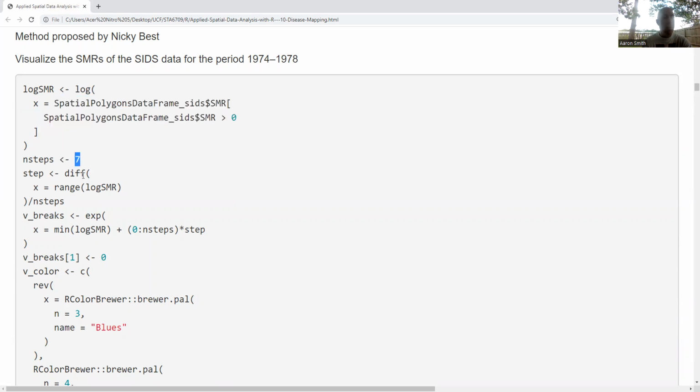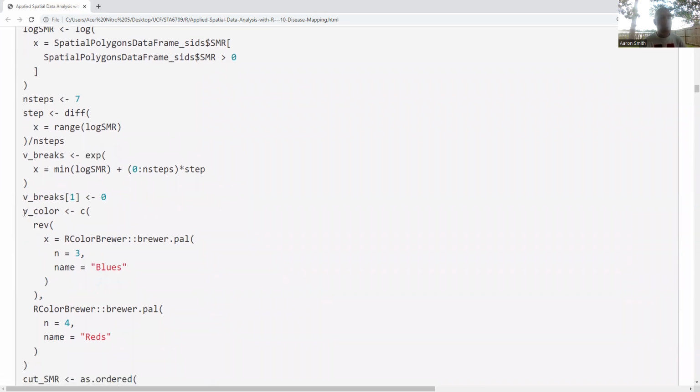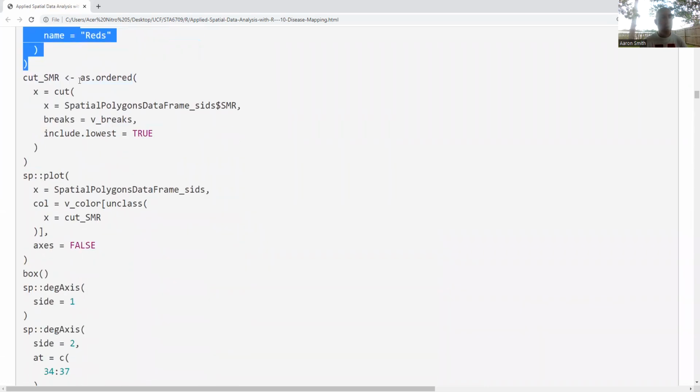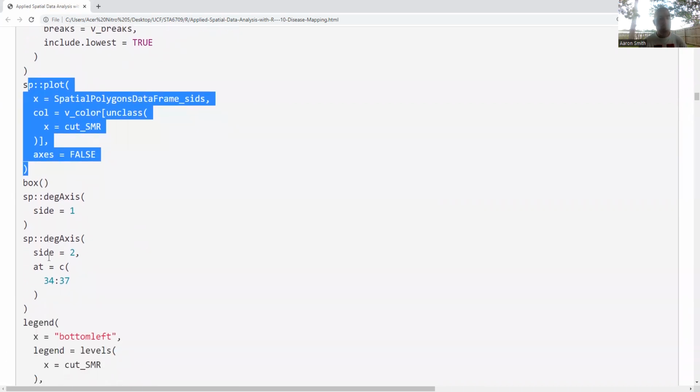I'm going to take the number of steps to be 7. Work out the difference of the range of the log that I just computed, and then I'm going to break up the color palette in this method. So notice I'm using the exponential. That's because of the logarithm. All of this is just setting up the color palette for the plot. This is working out the cuts. And here I'm actually doing the plot. So let's take a look.